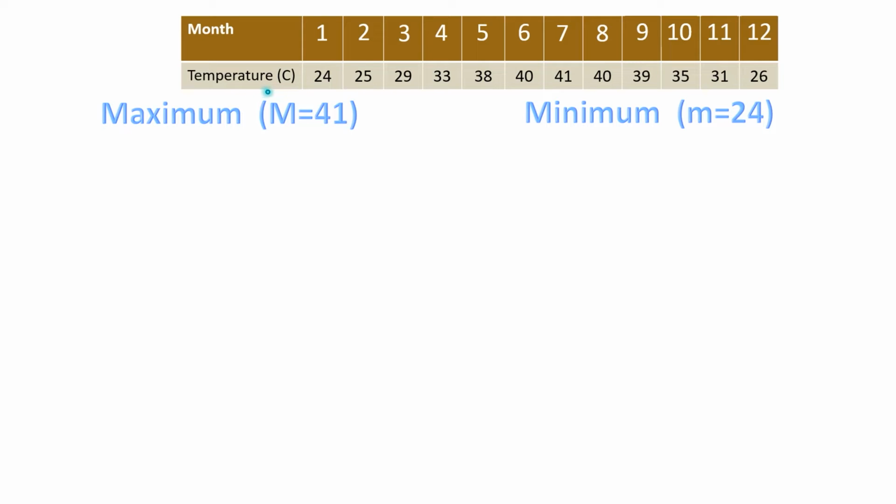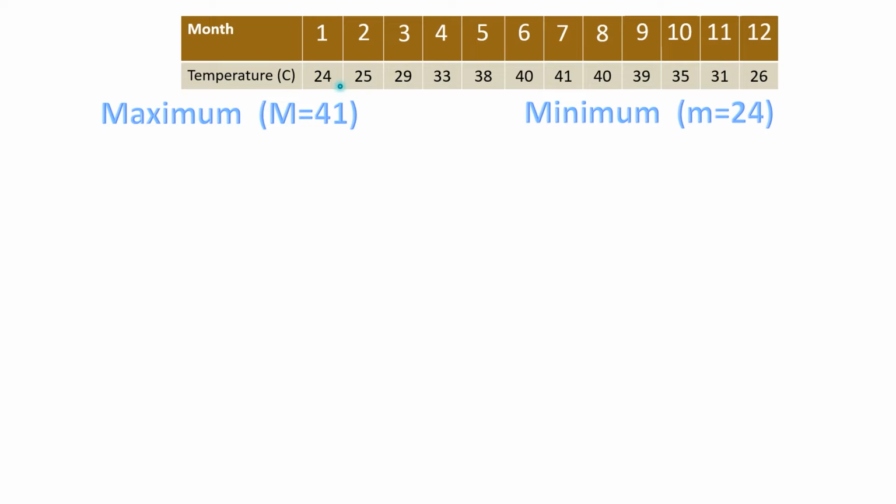So we find the maximum or the highest value in the temperature. If we look carefully, we will find that the maximum value is 41. So this is the highest or the maximum value. We denote it with capital M letter. So M capital equals 41. This is the maximum. And the minimum value is the lowest value, which is 24 here. So the minimum m small is 24.